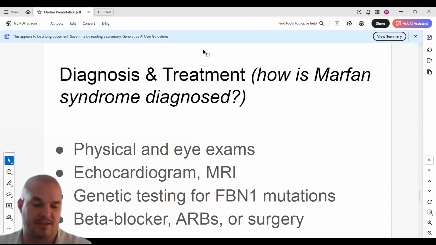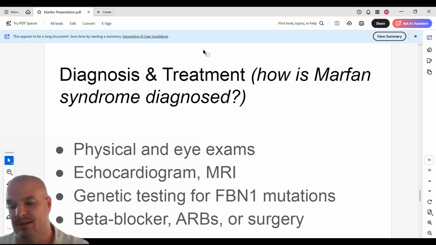To diagnose Marfan syndrome, doctors usually perform a full physical examination, an eye examination, and take images of the heart using echocardiogram or MRI. Genetic testing for mutations in the FBN1 gene can confirm the diagnosis. Treatment focuses on preventing complications. Beta blockers and ARBs are medications used to reduce stress on the aorta. In some cases, surgery is needed to repair an aortic aneurysm.